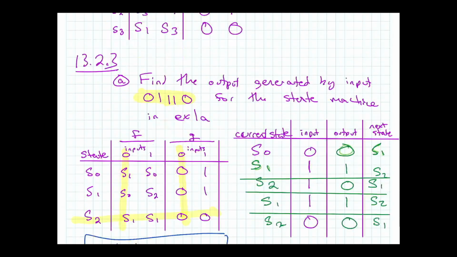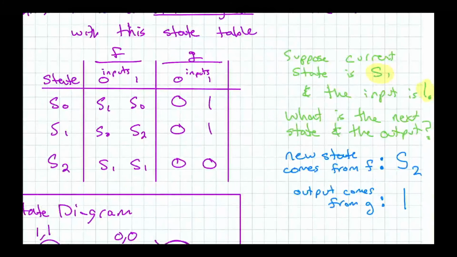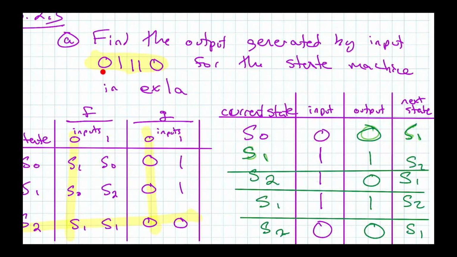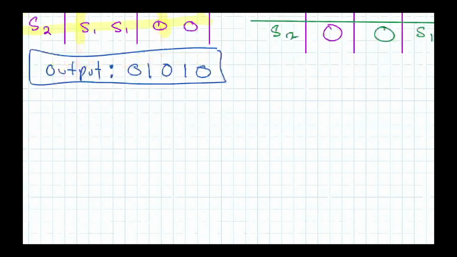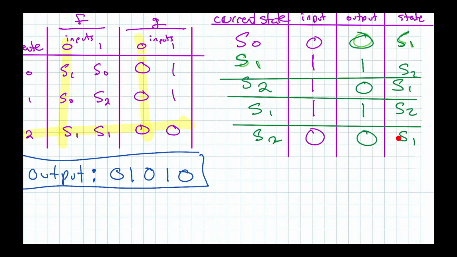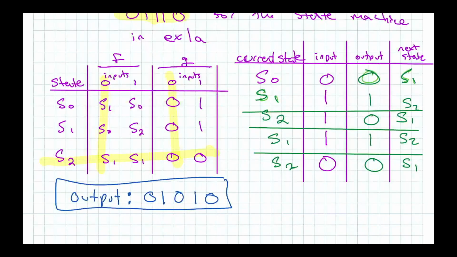Basically, if you can solve the problem where you're given a current state and an input, what is the next state and the output, you just repeat that as many times as you need when they give you a problem like this. The input just changes: 1, 2, 3, 4, 5 inputs, 1, 2, 3, 4, 5 outputs. We're left in state 1, but they didn't ask that. They just asked for the output, which we calculated in this column: 0, 1, 0, 1, 0. So that's how you do these problems.